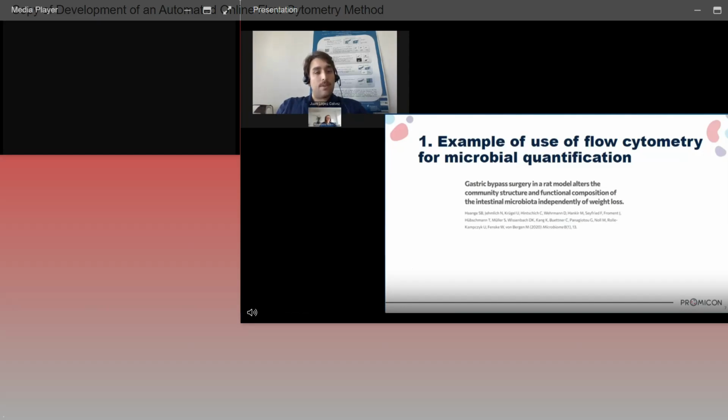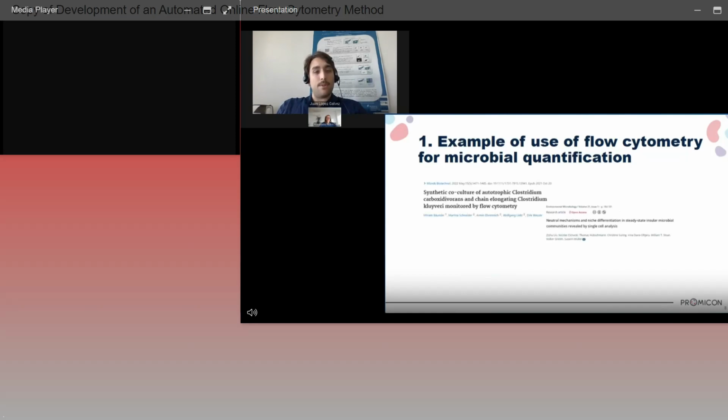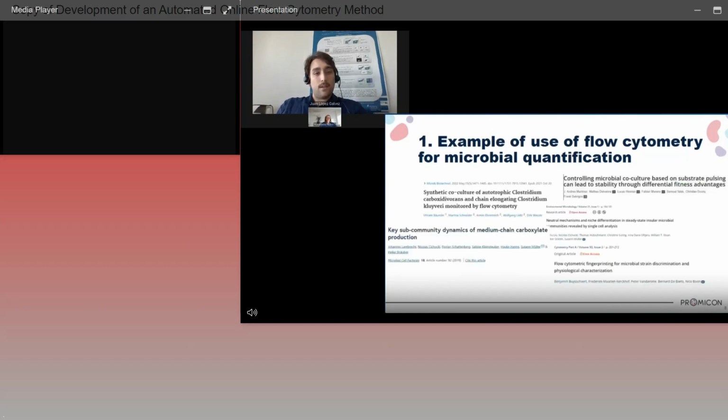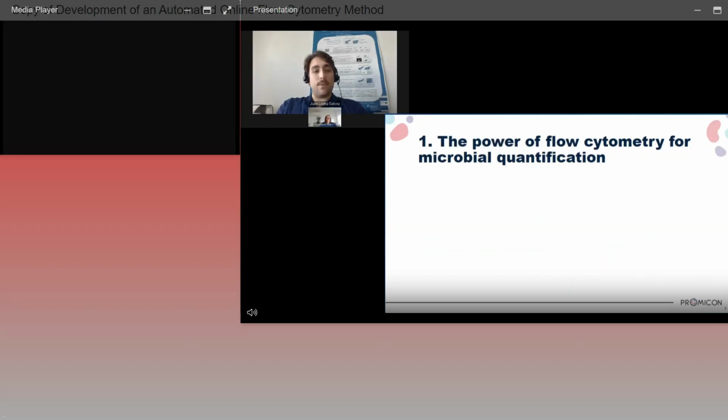Another good example is this one published in 2020, and this deals with the study of intestinal microbiota to determine the community structure inside an organism. I just gave you three examples, but there are many others where flow cytometry was used to determine the bacterial composition of several different communities.